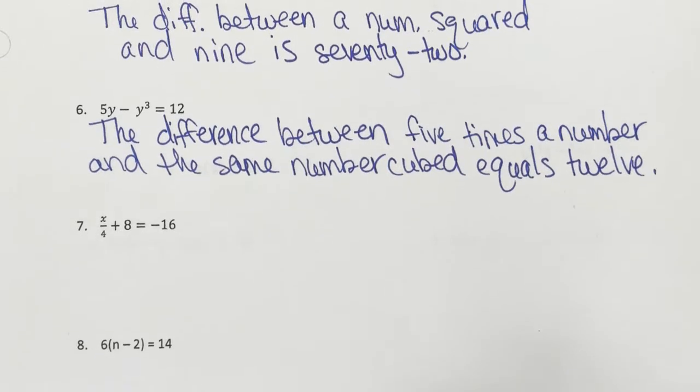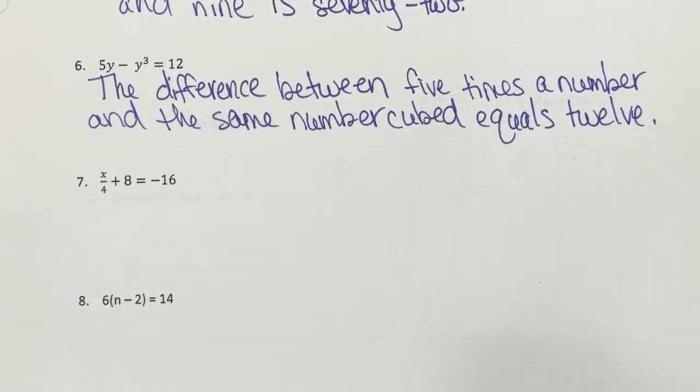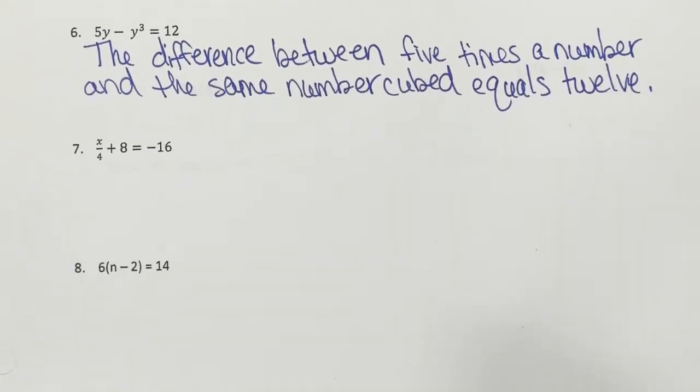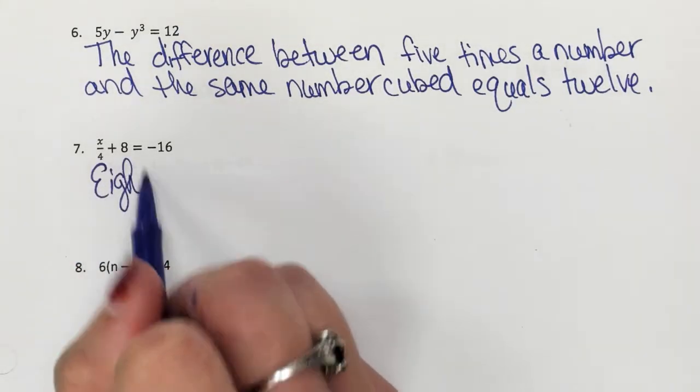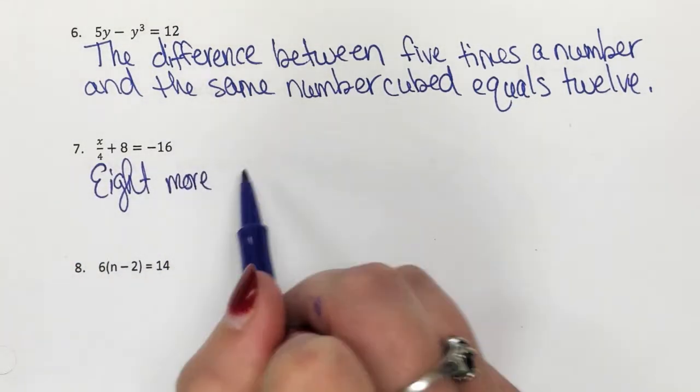All right. What about number 7? What am I going to do there? There's a couple of different options there. Brianna? Very good.